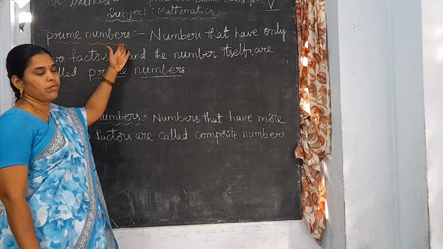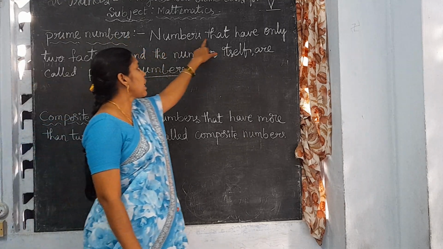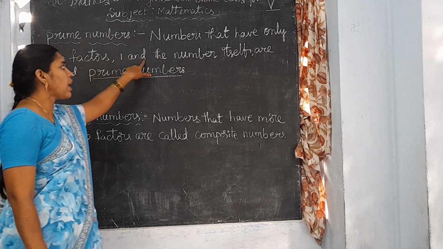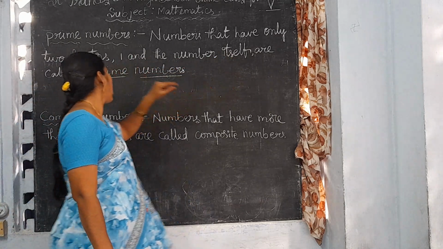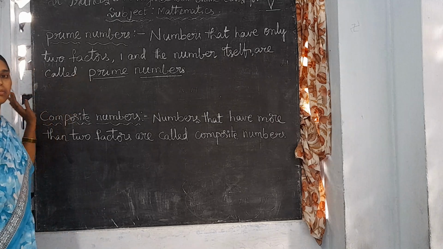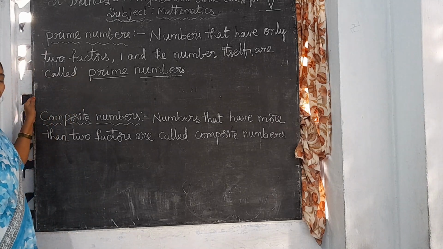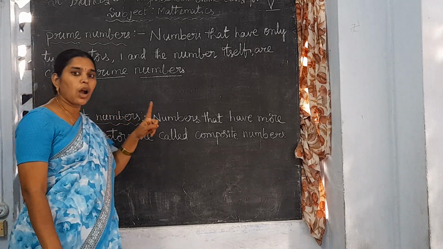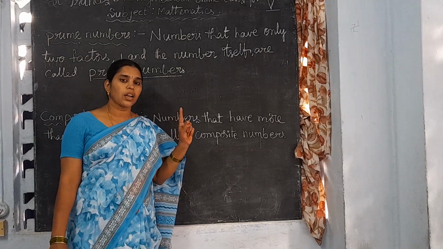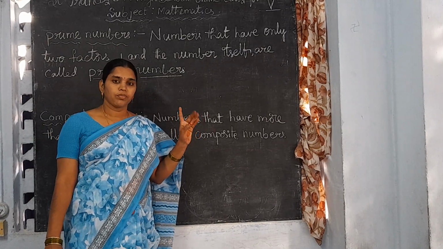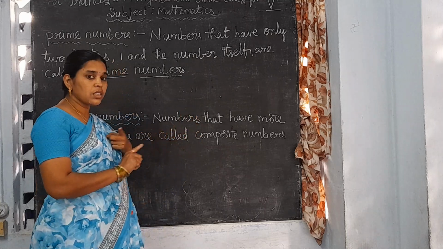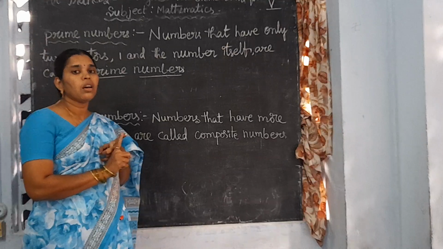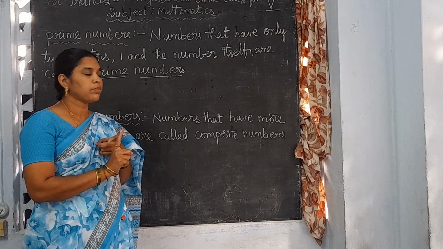Prime number. Numbers that have only two factors, one and the number itself, are called prime numbers. I told you what factors are. One is neither a composite number nor a prime number. Yes, one is not a composite number, not a prime number.